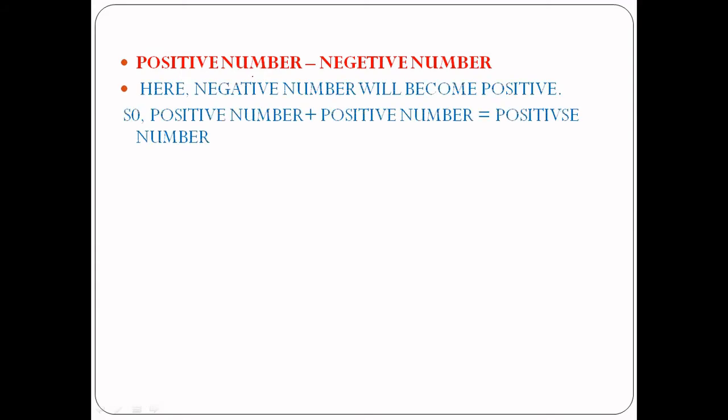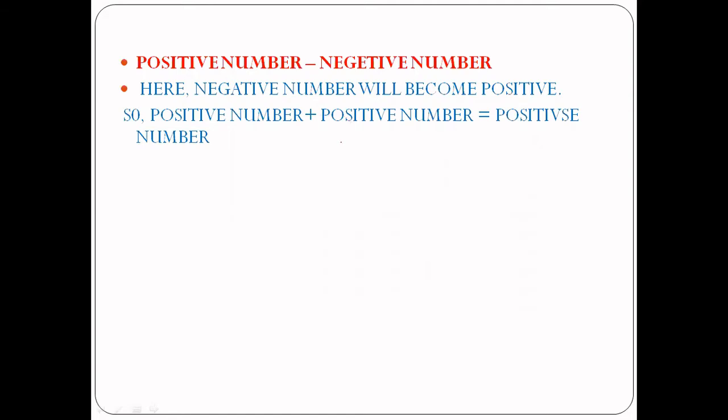Let's see the second rule. Positive number minus negative number. It means that when a negative number is getting subtracted from a positive number, the first number is already a positive number and the other number is a negative number. This negative number will turn into a positive number and there will be addition between two positive numbers, so the answer will also be a positive number.